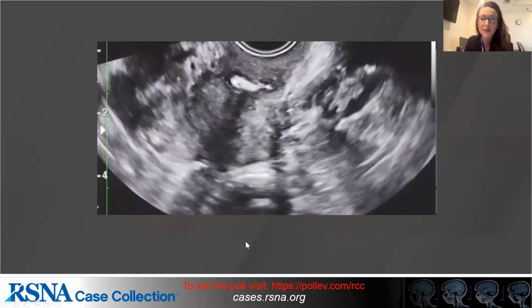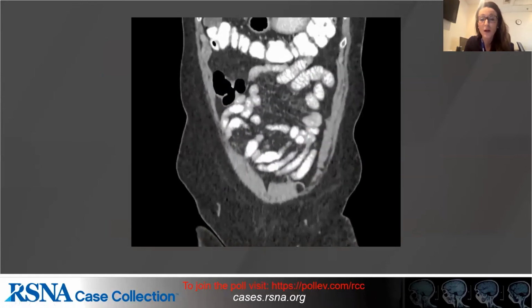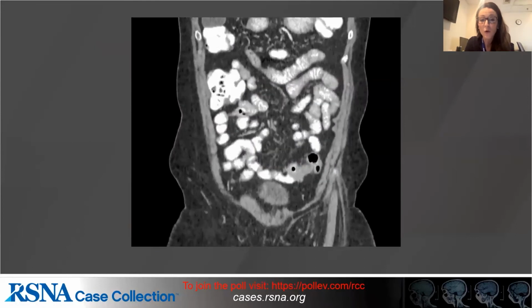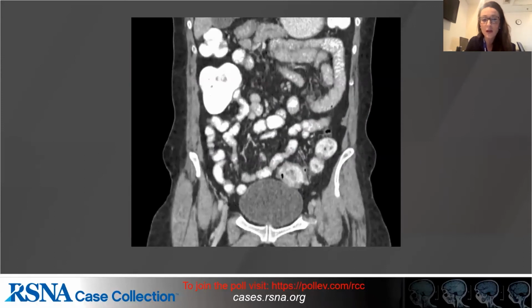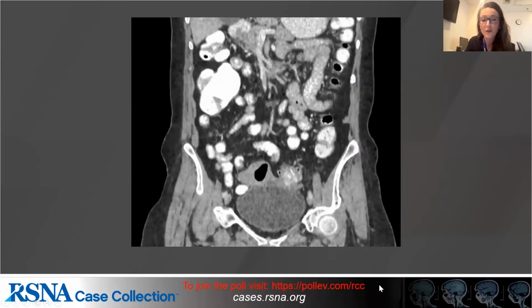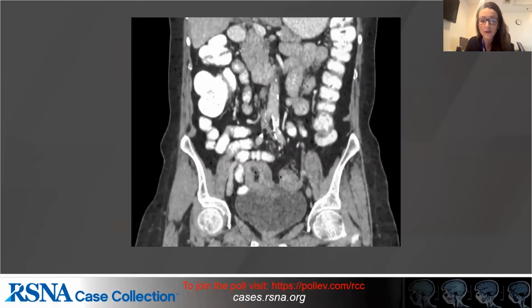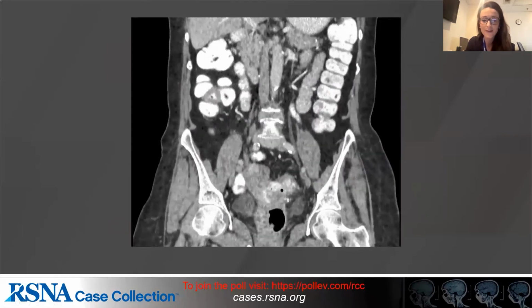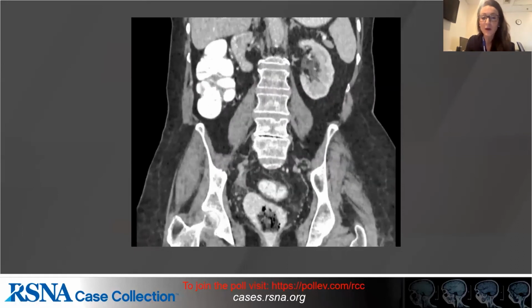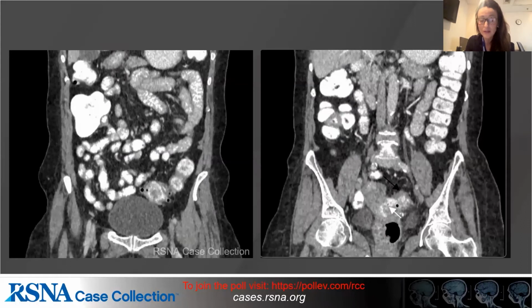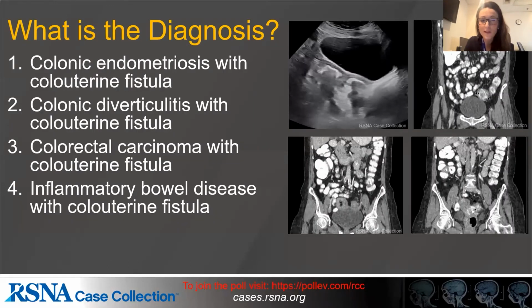Attention to this area. Subsequently, this patient underwent both an IV and oral contrast enhanced CT. Here we have a representative coronal clip. Draw your attention down to the left lower quadrant. Great. And we're going to have some representative still coronal images from that series. Okay, so with all that in mind, what is the diagnosis?